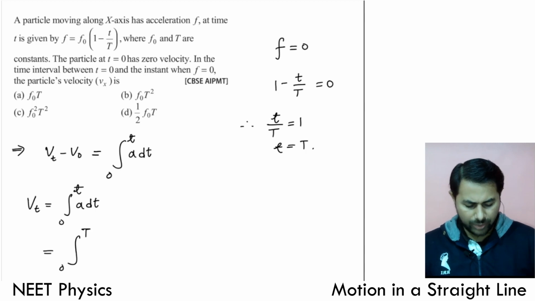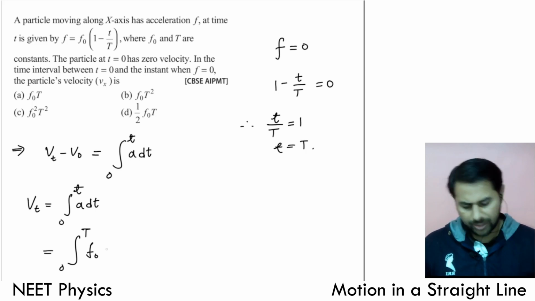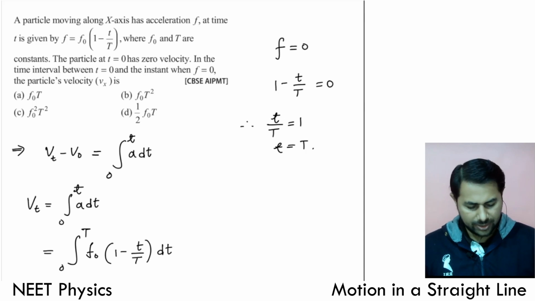So 0 to capital T, and what is acceleration? It is f naught multiplied by 1 minus t by T. Just integrate that. So it's very, very simple.